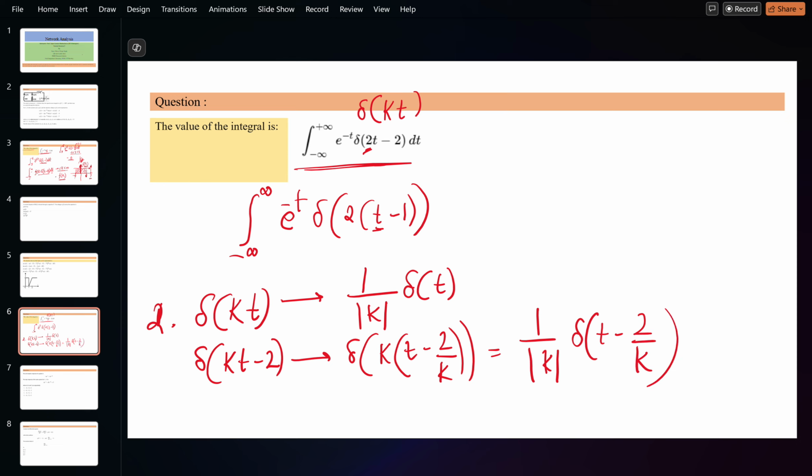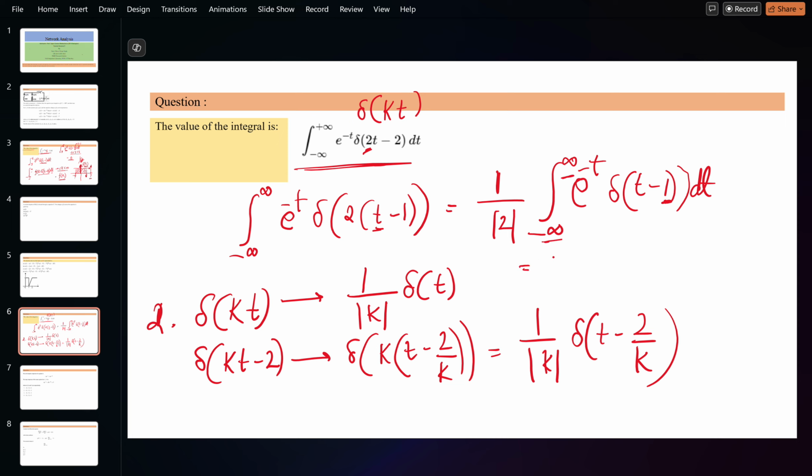Okay, so let's apply it here. It will become 1 upon mod of 2. Now the integral will become e to the power minus t delta of t minus 1. Now you can apply the theorem which I have told. Here k is 1, which is lying in between minus infinity to infinity. Just put the value 1 here. It becomes 1 upon 2 times e to the power minus 1. It will become 1 upon 2e.